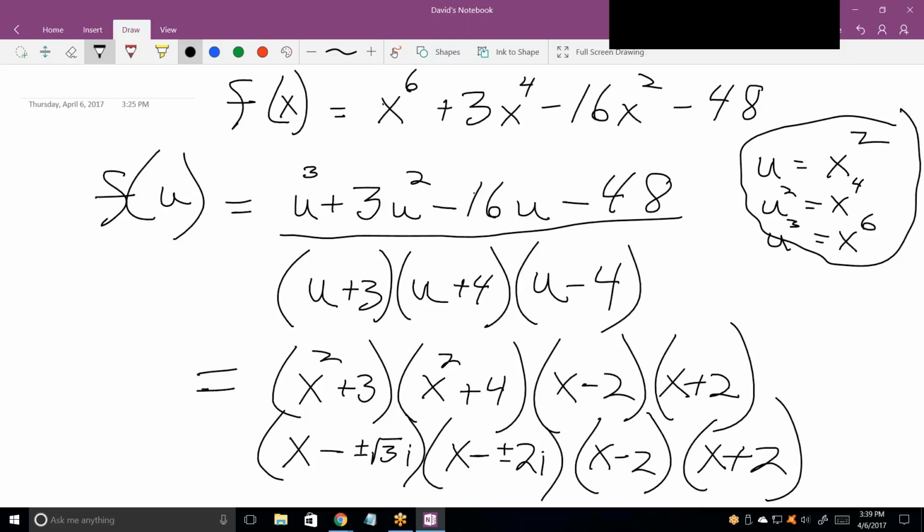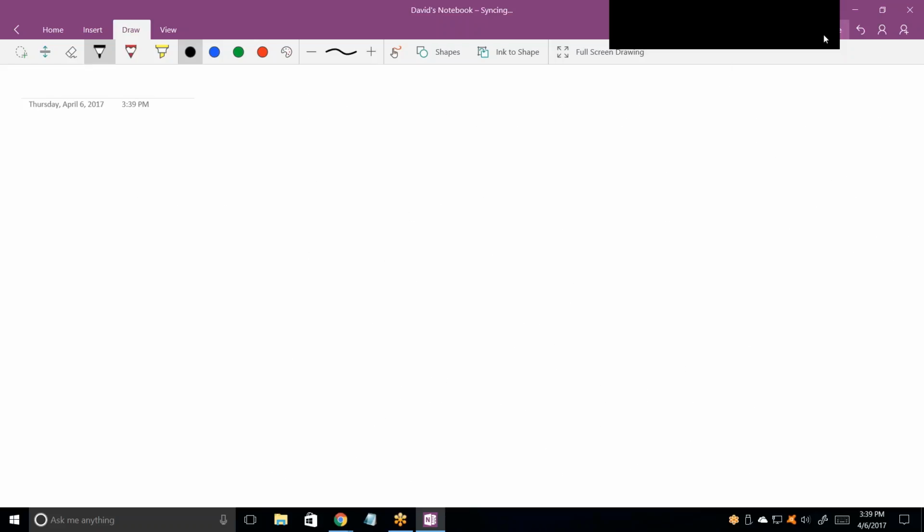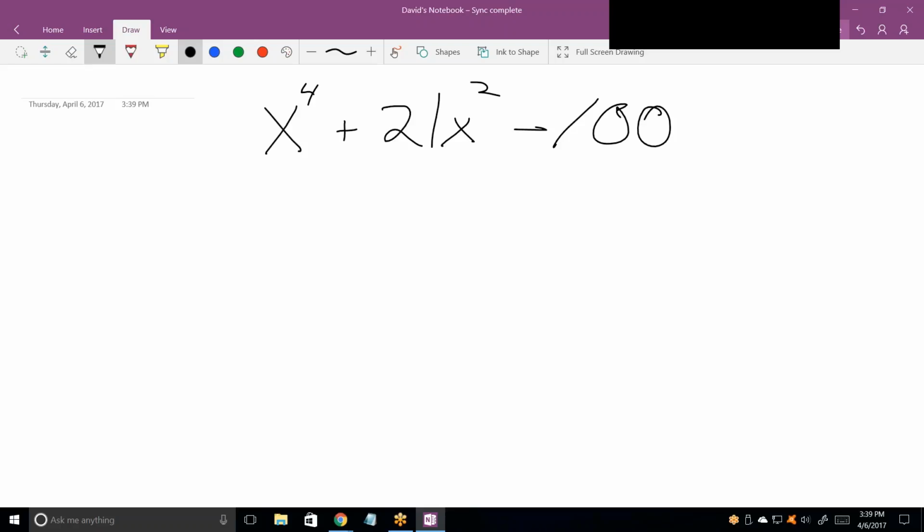Well, I got another easy one. Easier one. It's x to the 4th plus 21x squared minus 100. Notice this is what I call a quadratic in disguise, similar to the previous problem, which was a cubic in disguise. It was a sixth degree, but it was a sixth degree that I could turn into a cubic without too much trouble. Well, I'm going to turn this into a quadratic without too much trouble.